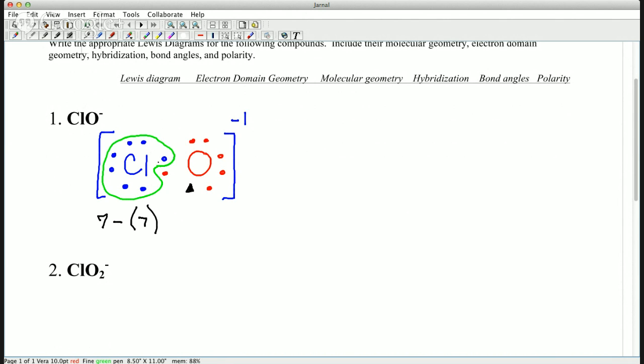All right. In any case, so I have this 7 minus 7.